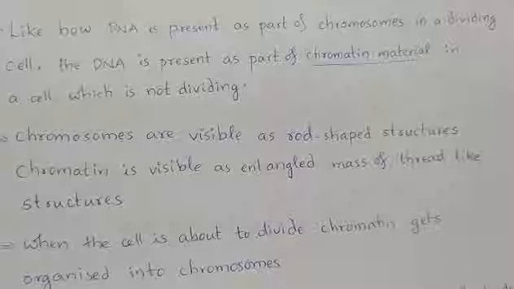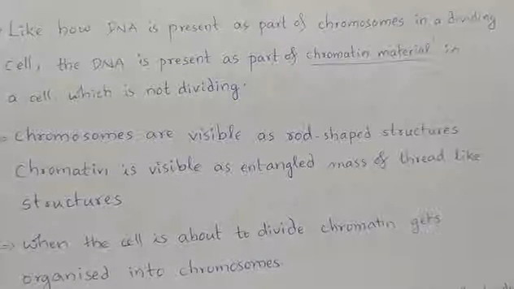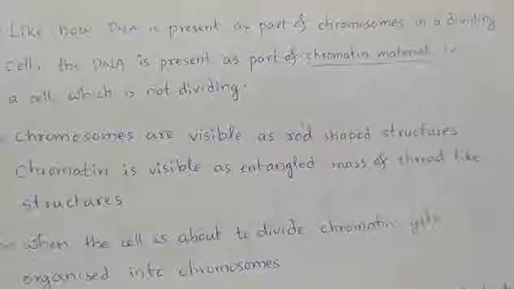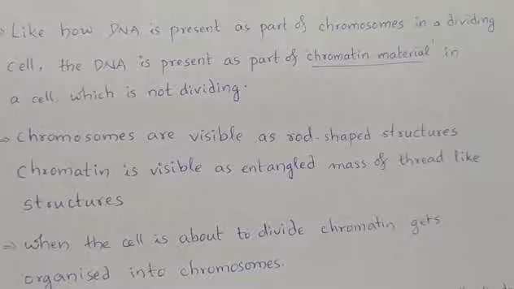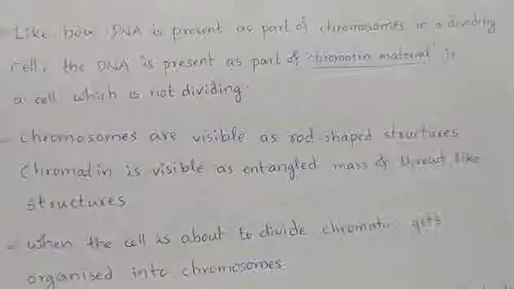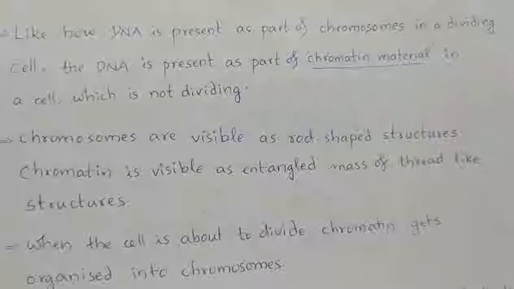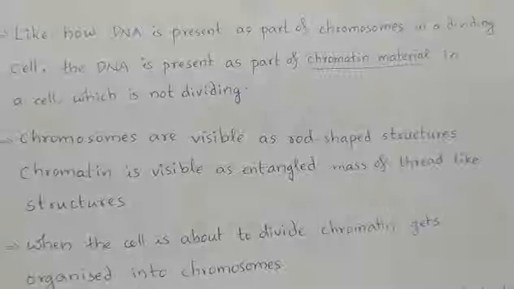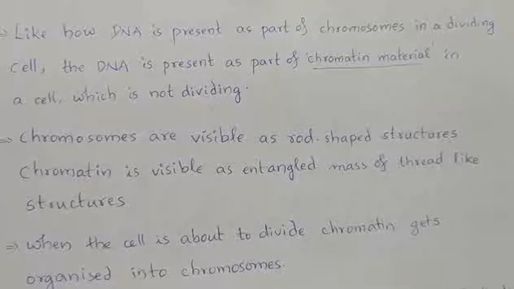What is this chromosome and what is this chromatin? Are they two separate materials? No. Actually, when the cell is not dividing, during that time genetic material is present in the form of chromatin material. The same chromatin material changes its structural organization and gets condensed and forms rod-shaped structures called chromosomes.